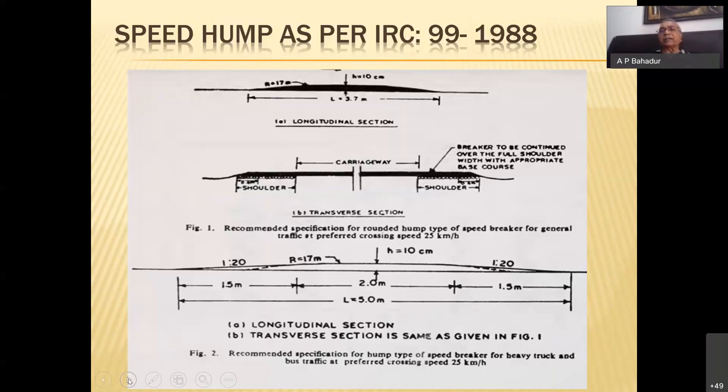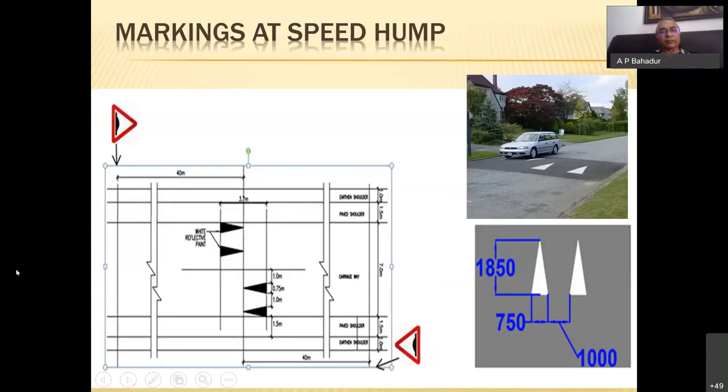Another important point is that even if any speed hump or speed breaker is provided, it should always be accompanied by a cautionary sign on both sides, and properly marked, delineated and identified, as you can see here. You provide these cautionary signs compulsorily, and the markings must be there, and it should be clearly visible to the approaching traffic. Otherwise, it becomes quite dangerous.